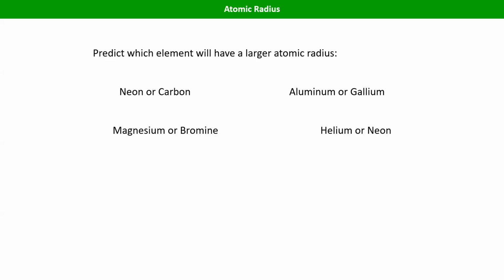Aluminum or gallium? Which one's larger? Gallium. They're in the same column, that's easy. More energy levels means bigger. But magnesium or bromine? Now, this is one of those ones where those two variables are kind of working against each other, right? Magnesium has fewer electron energy levels filled, but bromine's a lot further to the right. That's actually one that I would look up. You can't use periodic trends all the time. Sometimes you wind up with them like, I'm not quite sure. I could make the argument either way.